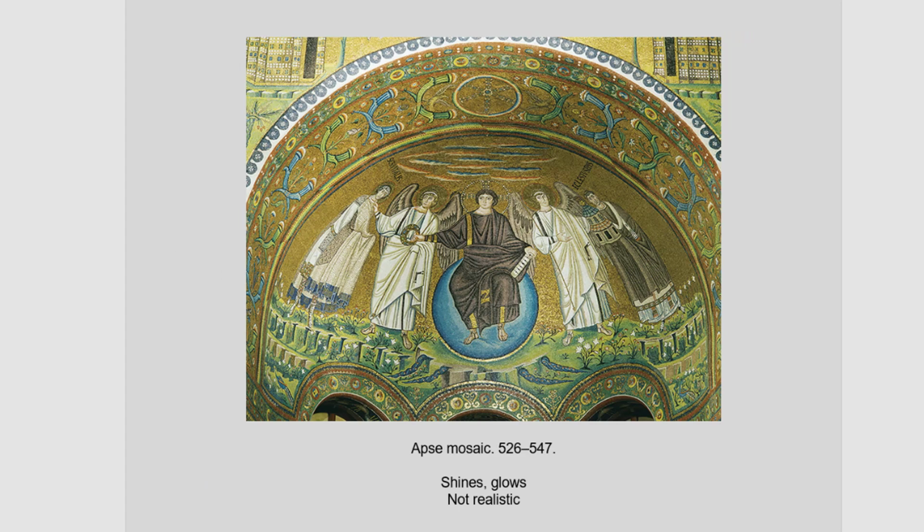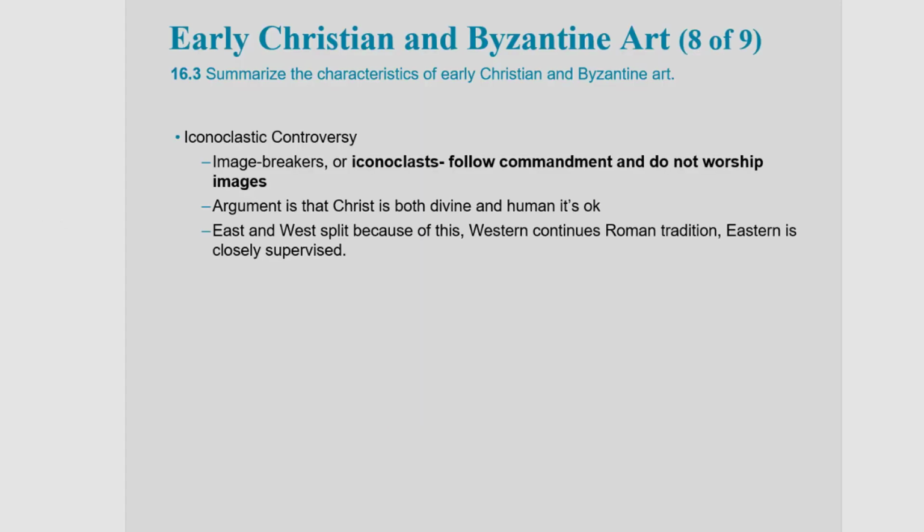Here's a mosaic that happens inside of an apse, so that's the rounded central location of the basilica. The way that it's made, because it's glass and marble, it really shines, it glows, and it's not realistic in terms of how they're sitting. Very stylized. And that's all on purpose.